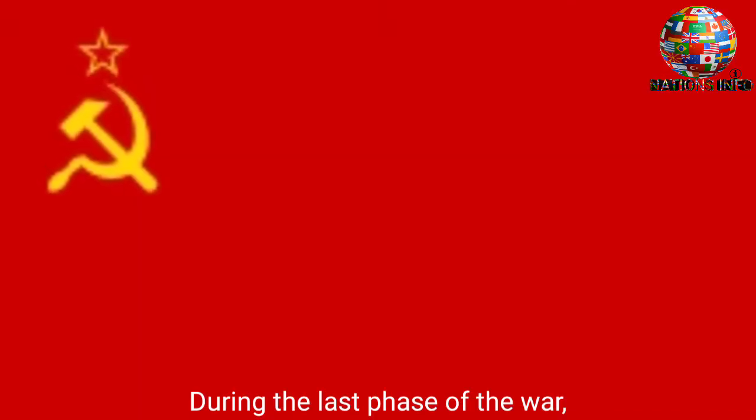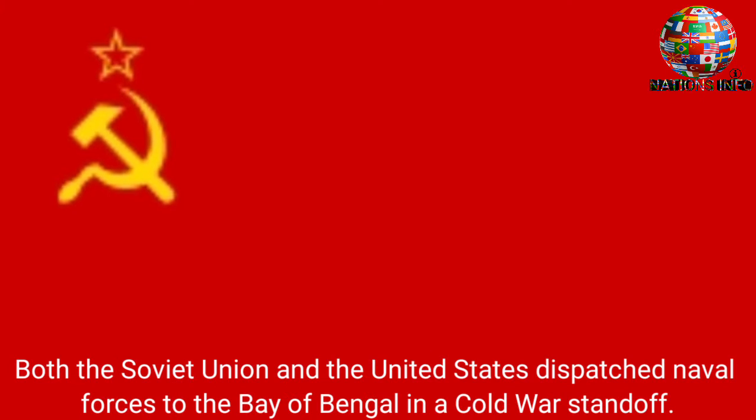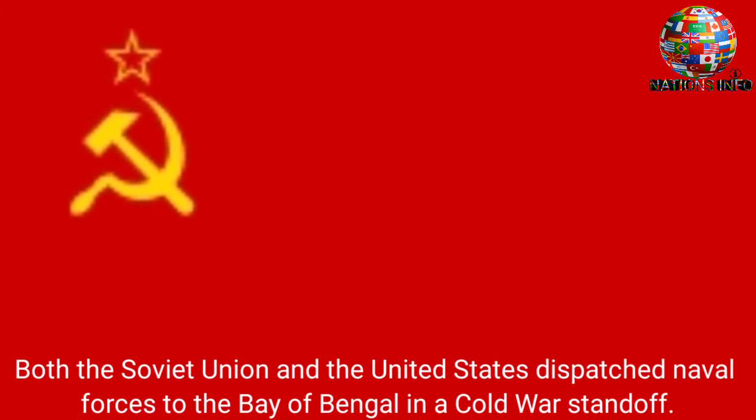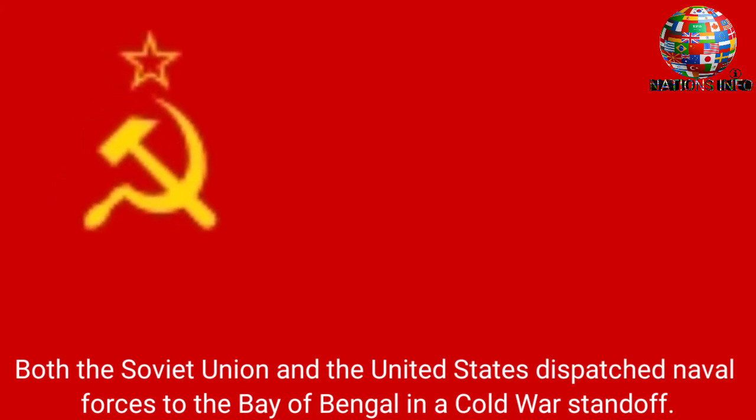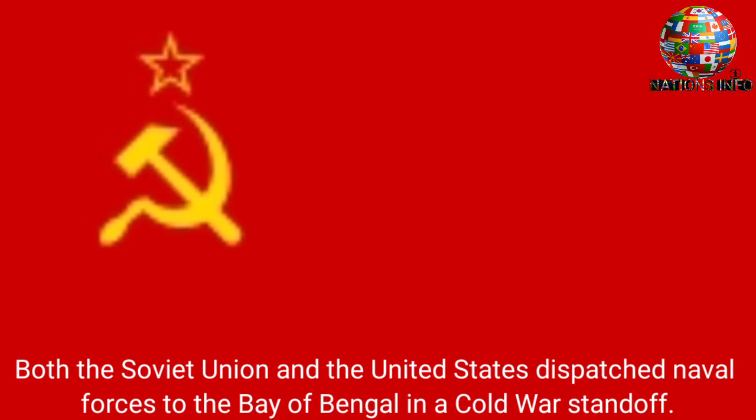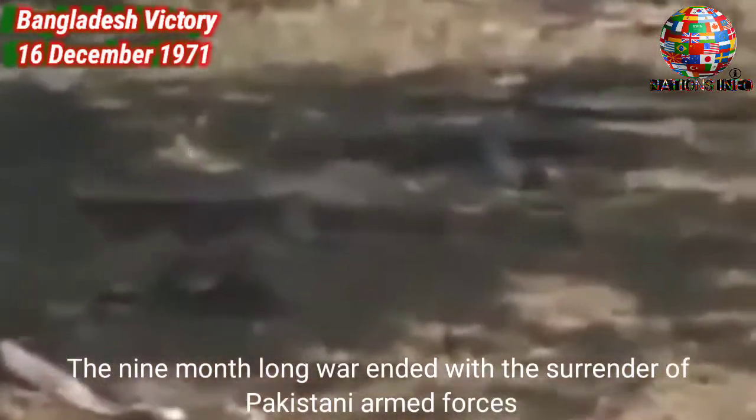During the last phase of the war, both the Soviet Union and the United States dispatched naval forces to the Bay of Bengal in a Cold War standoff. The 9-month-long war ended, with the surrender of Pakistani armed forces, to the Bangladesh India Allied Forces on 16 December 1971.